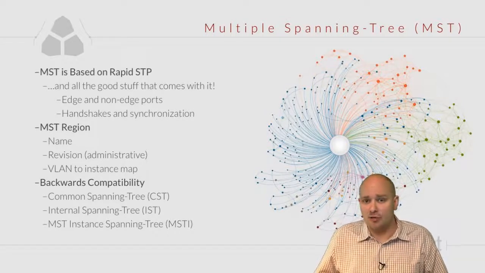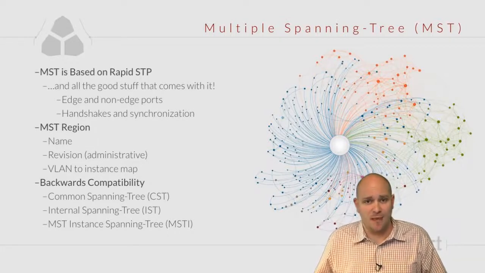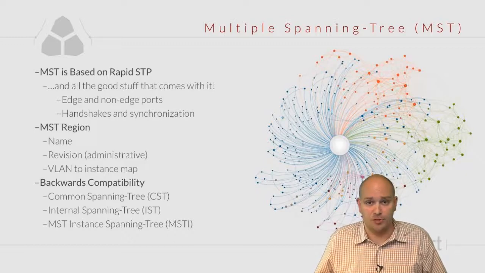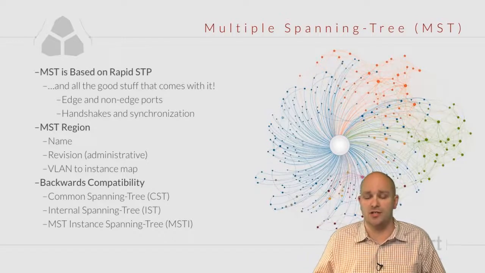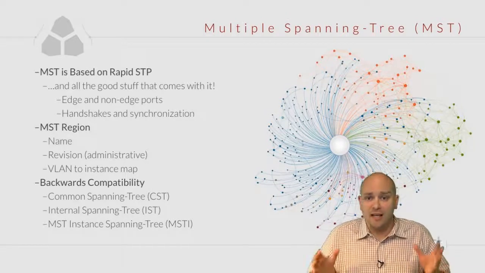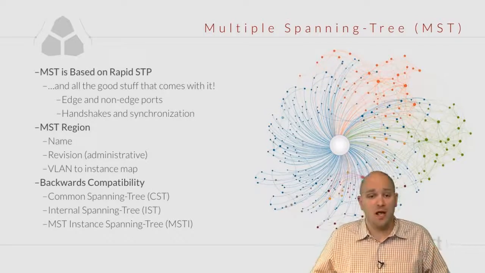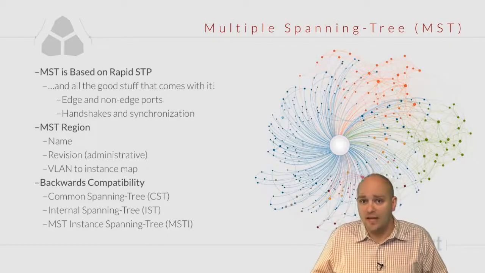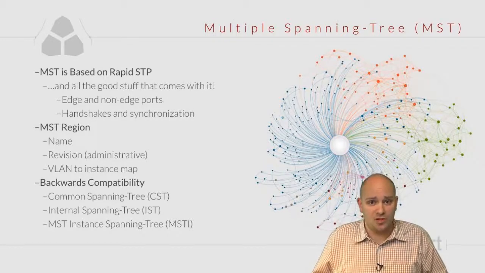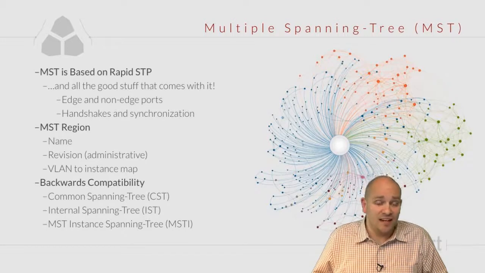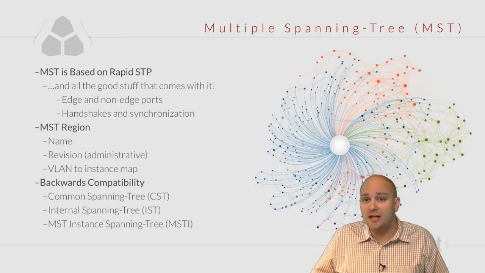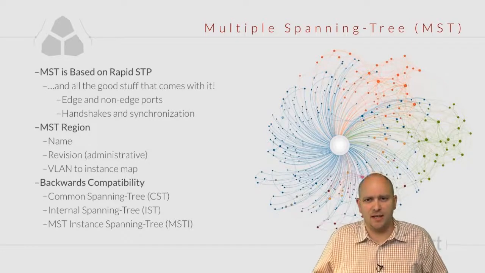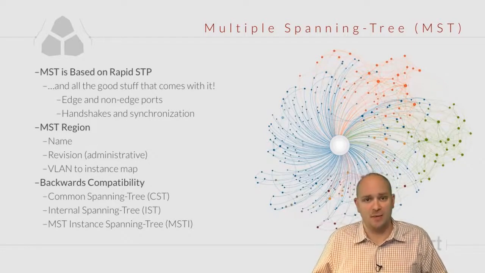And finally, there is a VLAN to instance map. Now remember, MST supports multiple instances, and I'm going to talk about that in great detail in just a moment, but remember that what defines a region are these three things: the MST region name, the revision number, and the VLAN to instance mapping.